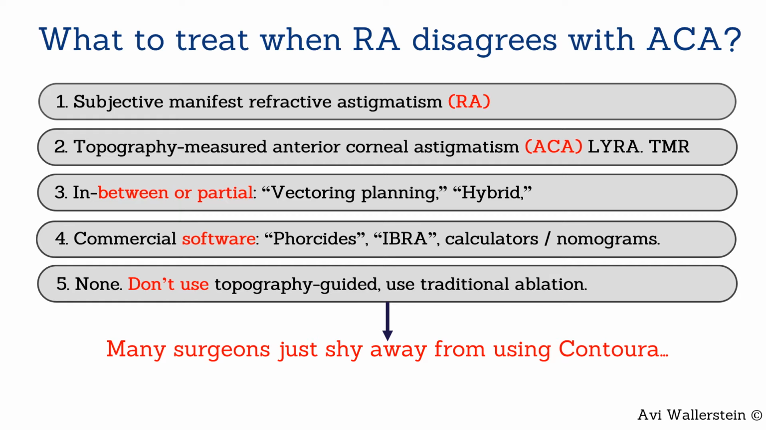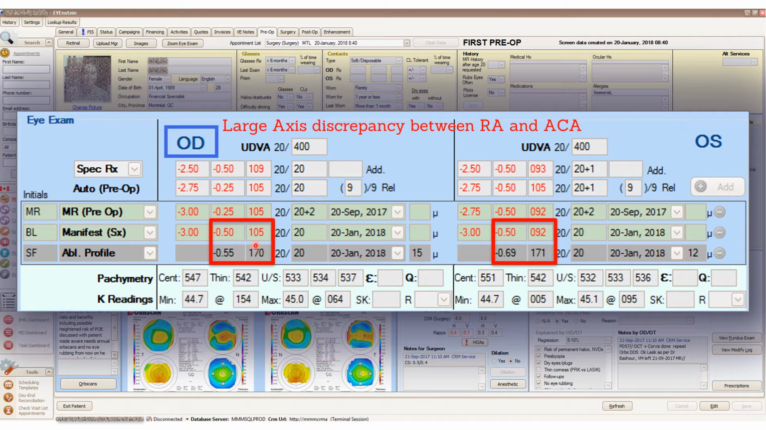Subjective manifest refractive astigmatism or Contoura topo-measured anterior corneal astigmatism like with LIRA and TMR? Do we go in between or partial such as vector planning or hybrid, or do we use a commercial software such as Forcities? Or just don't use topo-guided? Would we use traditional ablation instead? Here you see a large axis discrepancy of 90 degrees between RA and ACA in both eyes.